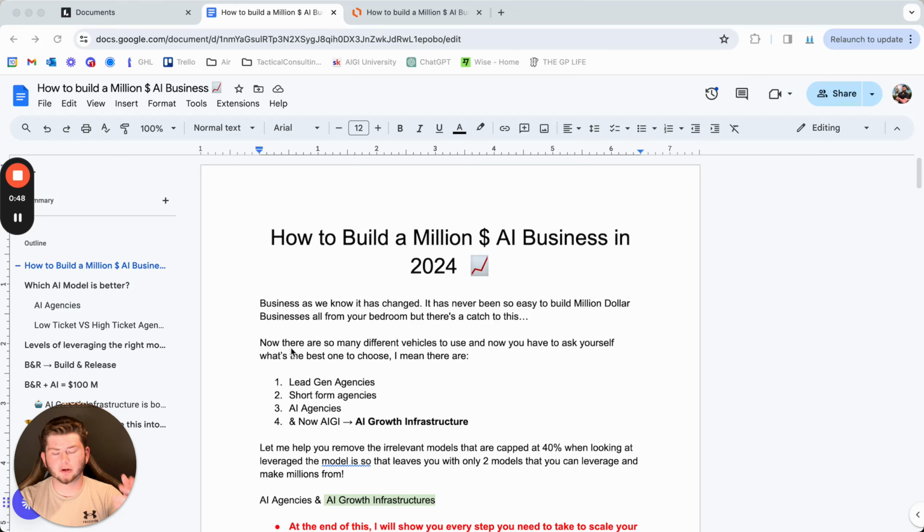There are many different vehicles you can do this with, though, and you usually find yourself very lost trying to figure out what vehicle to go into. There's lead gen agencies. I tried that. It didn't really work out for me. Short form content, not something I've tried, but I know many people have tried it and it just didn't really work out. AI agencies, like AI automation and stuff like that, just don't really work out. But what has worked for me and many other people, and helped me get to $100,000 a month at 16, is AIGI, AI growth infrastructures.